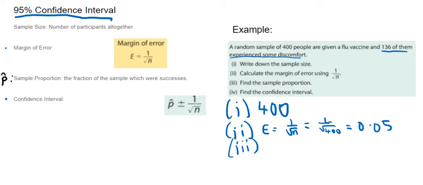The next part is the sample proportion, denoted by P with a little hat above it. In this case, 136 of them experienced discomfort, and that's what we're interested in here. We're interested in what proportion of them experienced discomfort. So it's 136 out of 400, and if you put that into a calculator to represent it as a decimal, you'll get 0.34. So 0.34 of them experienced discomfort.